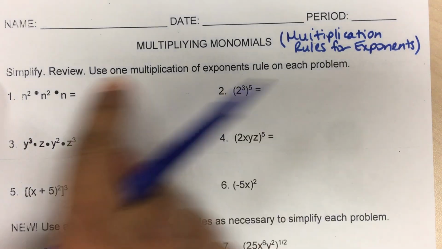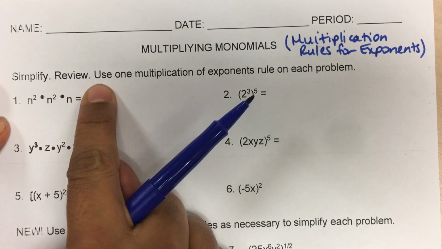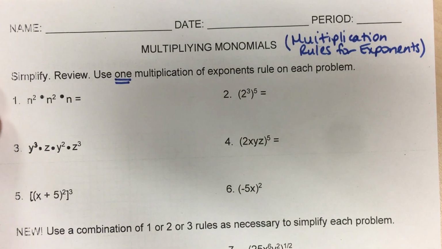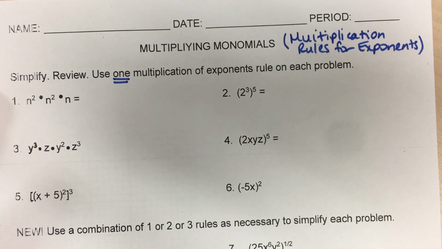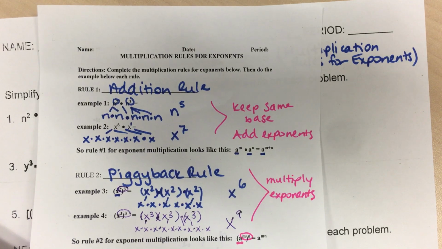I'm going to just work a couple random problems, one of each type. So this top section right here says simplify. We're gonna use one multiplication of exponents rule for each problem. So only one rule will apply. So you're gonna need to have your rules handy. Did you watch the rules video? You're gonna need to have that handy. Here we go.